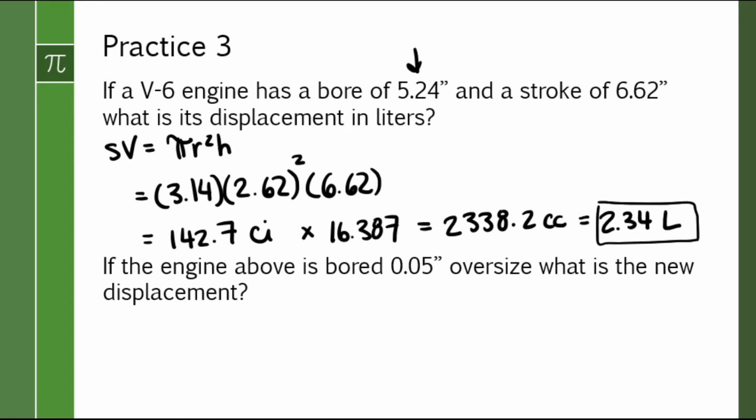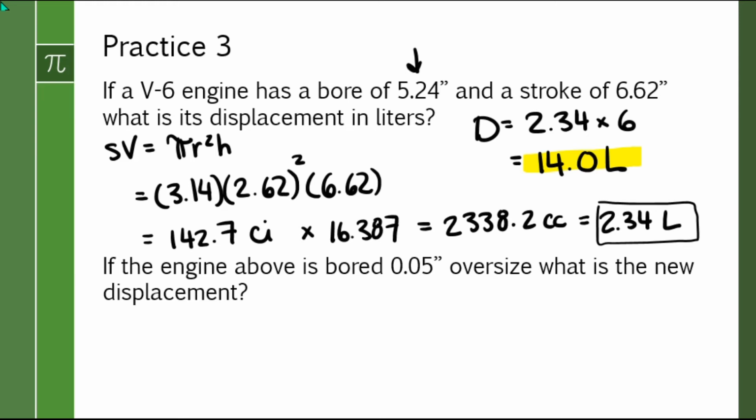So we're looking at a big engine here. We're probably looking at a big diesel engine. So we still need to get the displacement. So we're going to take our swept volume. I'm already in liters. And I'm going to multiply by the number of cylinders. And I'm going to get my final displacement when I do all my rounding, 14 liters. Big engine. For the second part of the question, we're going to bore the engine 0.05 inches oversized.